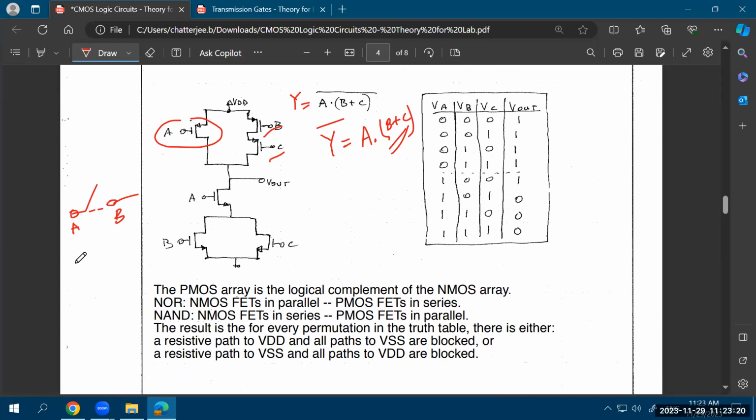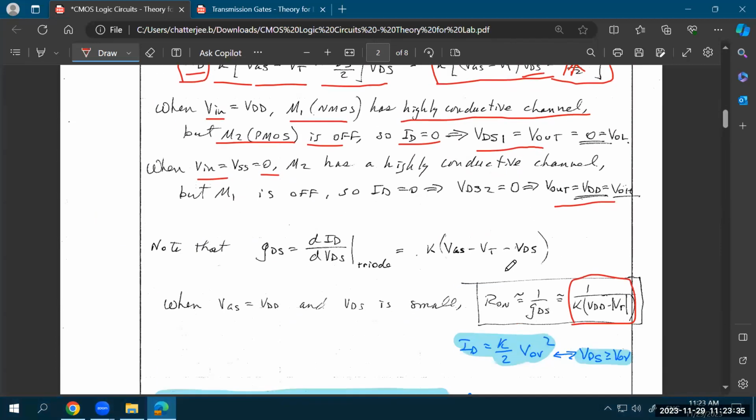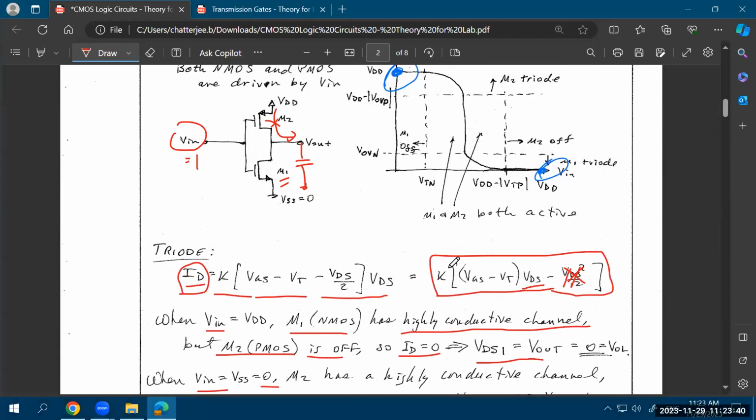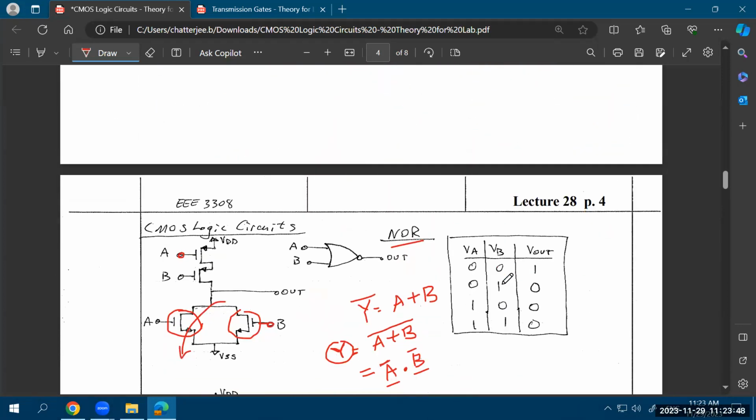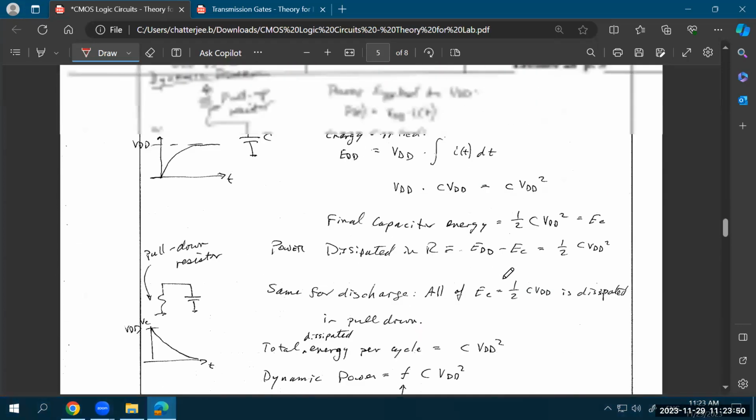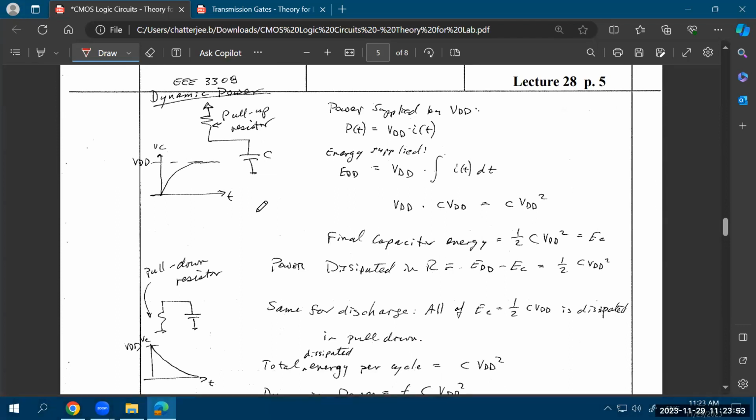What is more problematic is that when you assume it is a short circuit, that A and B are shorted, it's not really shorted, but there is a finite resistance between A and B. That finite resistance is something that you found out here. This is the equation of the finite resistance, R on of the transistor. You write down the equation of triode, find out VDS over ID, and that gives you the finite on resistance of the transistor. Because of that finite on resistance, you do not charge up or discharge instantaneously. You take some time to charge or discharge.